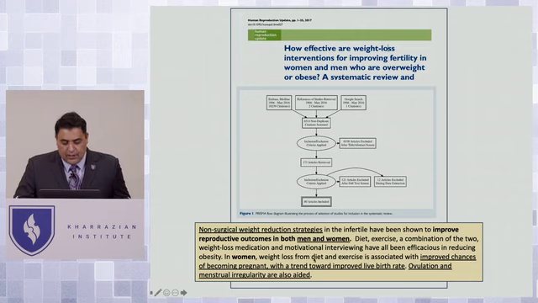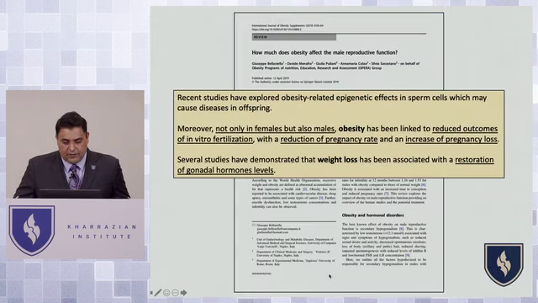In women, weight loss from diet and exercise is associated with improving chances of becoming pregnant, and the trends are toward improved live birth. Ovulation and menstrual regularity are also aided. So it really impacts every part of the pathophysiology of infertility.